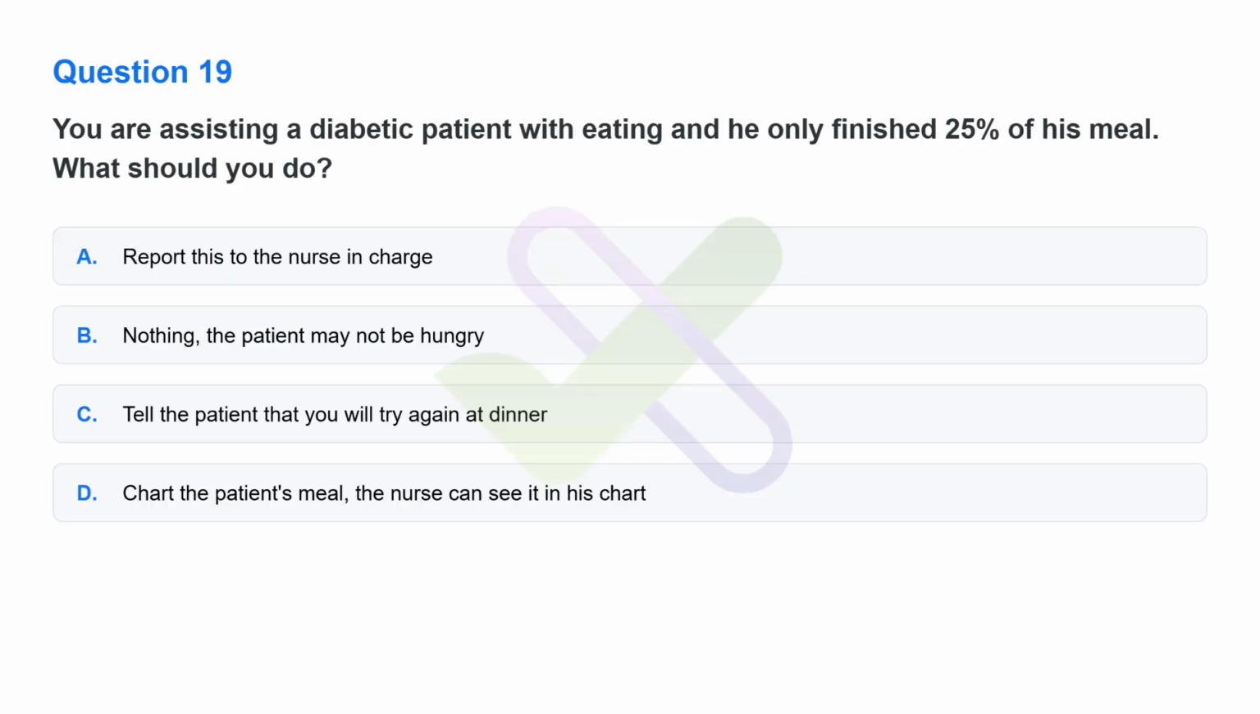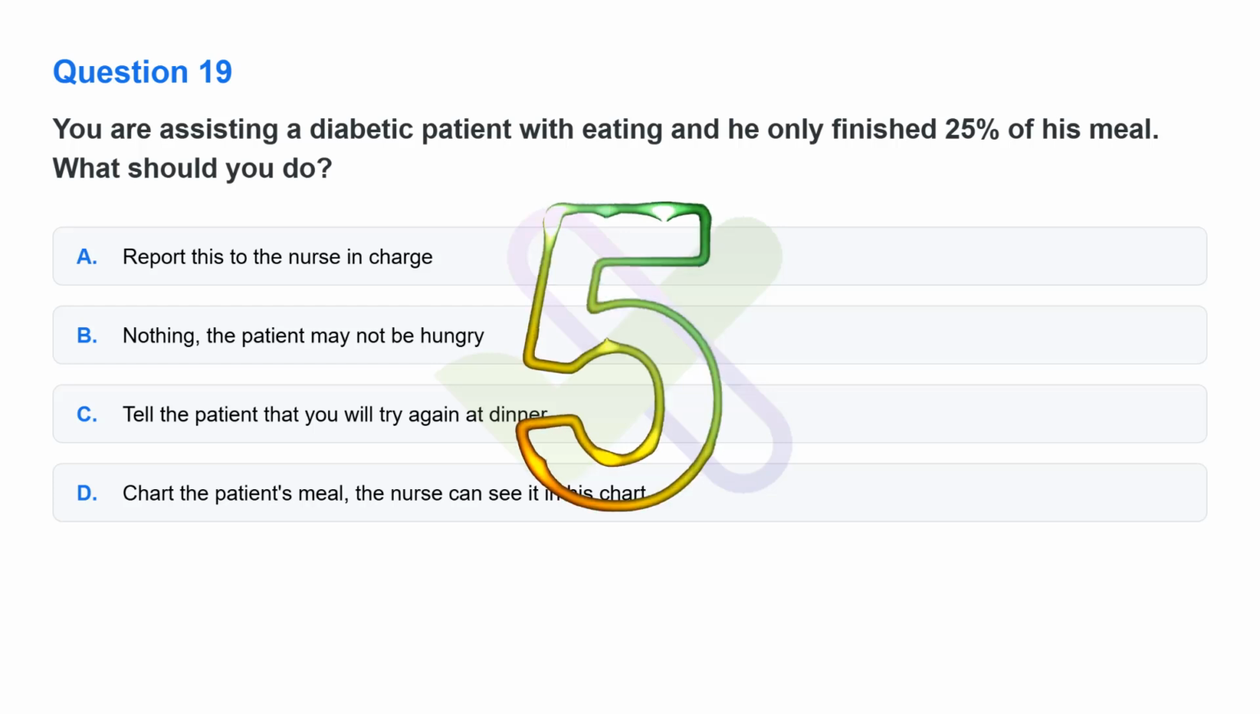You are assisting a diabetic patient with eating and he only finished 25% of his meal. What should you do? A, Report this to the nurse in charge. B, Nothing, the patient may not be hungry. C, Tell the patient that you will try again at dinner. D, Chart the patient's meal. The nurse can see it in his chart.